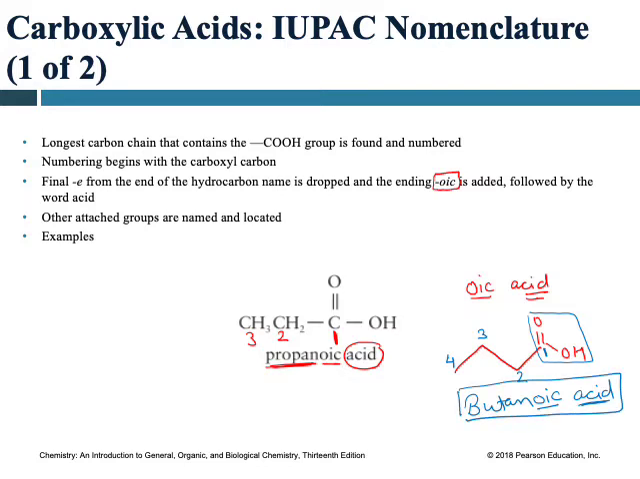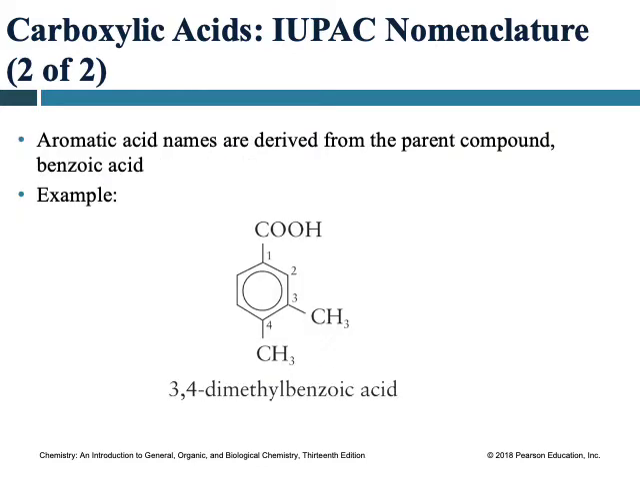So the name will be butanoic acid, or you can write 1-butanoic acid. So it doesn't matter, because if any functional group is present on the first carbon, we usually don't write the location of that functional group. But if you want, you can write 1-butanoic acid.